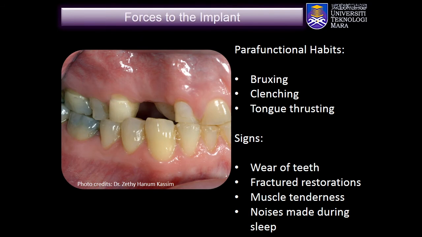The bite force exerted during parafunction is greater than normal. Although these conditions are not contraindicated for implant placement, they make treatment planning more critical for the selection of implants, design of the occlusion, prosthesis material, and finally maintenance. Parafunctional habits include bruxing, clenching, and tongue thrusting, and some signs to look out for in patients include wear of the teeth, fractured restorations, muscle tenderness, and noises made during sleep. Most times, the treatment of these patients may require a multidisciplinary approach.